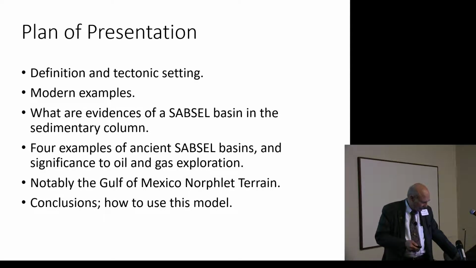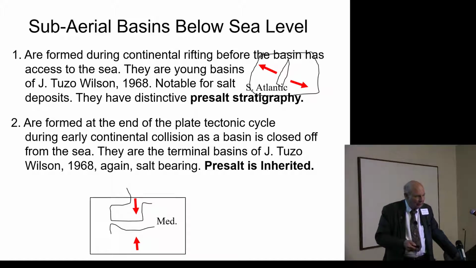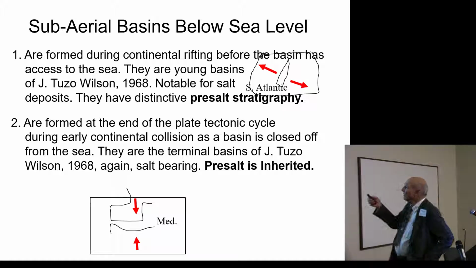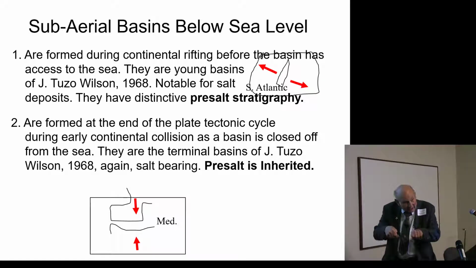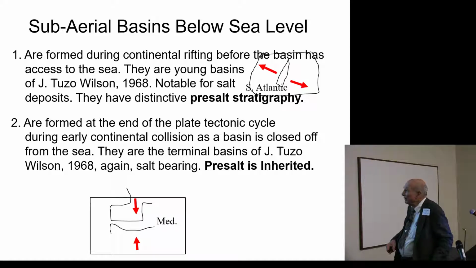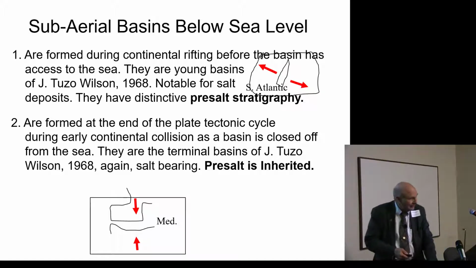Subaerial basins below sea level. Okay, they're formed at 2 times. They're in the Wilson cycle at the beginning of rifting in continents, when the big plates are ripping apart. We have these small Atlantic basins of that type, and that's the extensional basins. And then at the end of the plate tectonic cycle, when the continents are coming together again to form the big plates, we have collisional basins, and they are the terminal basins of J. Tuzo Wilson. And both of them are involved with salt, and salt is the key. If you see salt, it's very prospective.